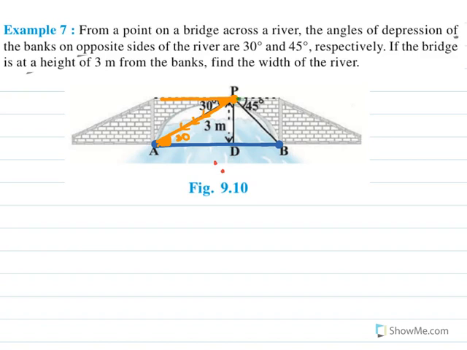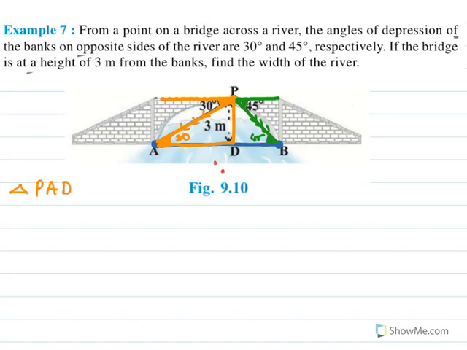The other angle of depression, they said, is 45 when we look at the other bank. So to draw any angle, first we mark the horizontal and then the line of sight. We're looking down here at the other bank. This angle is 45, so this angle also will be 45 by alternate angles. So we have 2 triangles now. One triangle is this yellow one here.